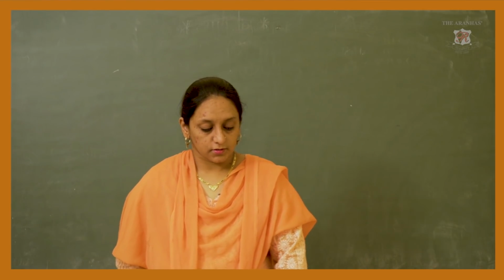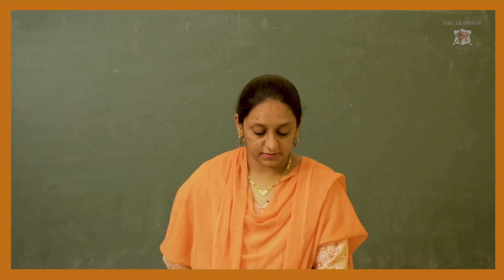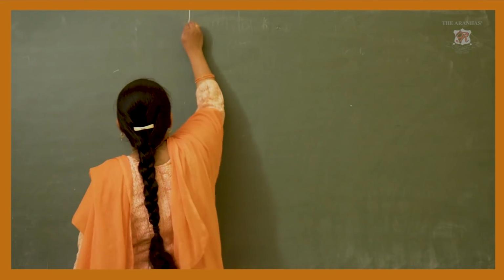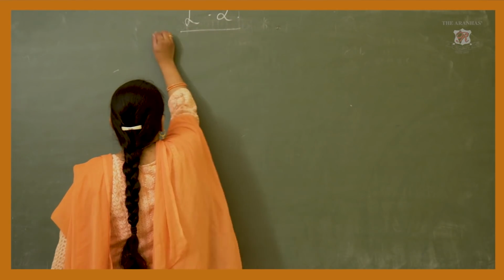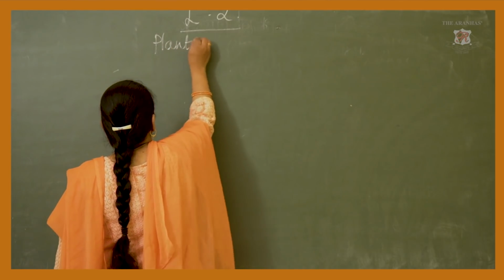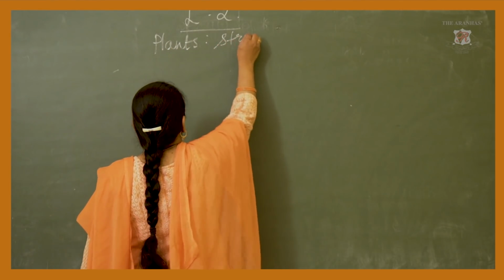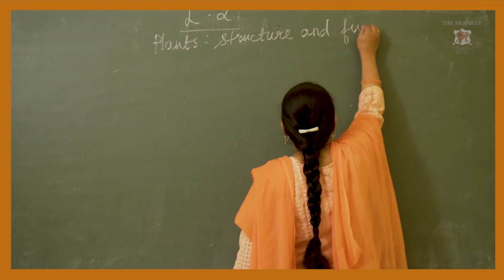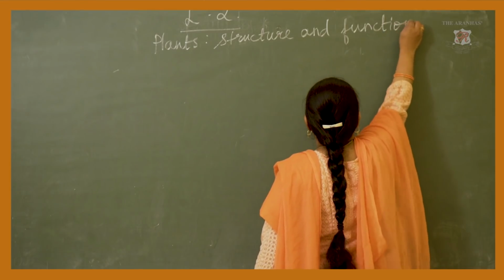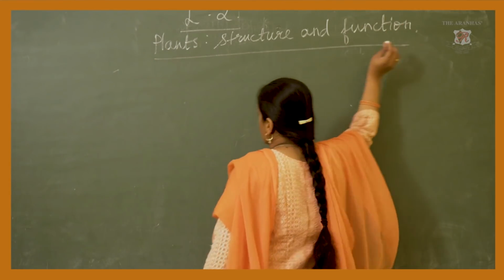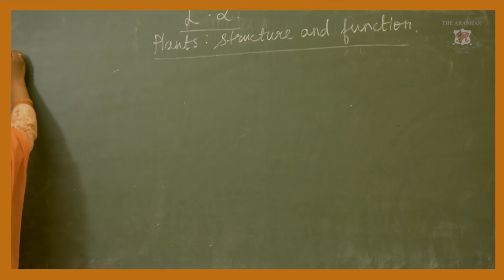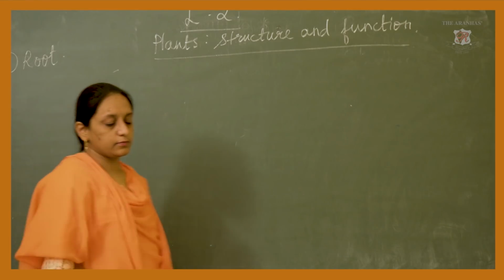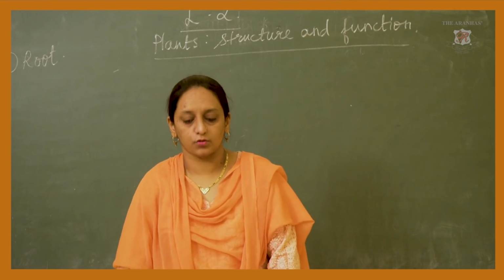So students, recall, in the last period we had started with the part of the plant root, the first part of the plant, that is the root. Our lesson was plants, structure and function. The first part of the plant we had started with the root. A root is the part of the plant from which the plant starts its growth.